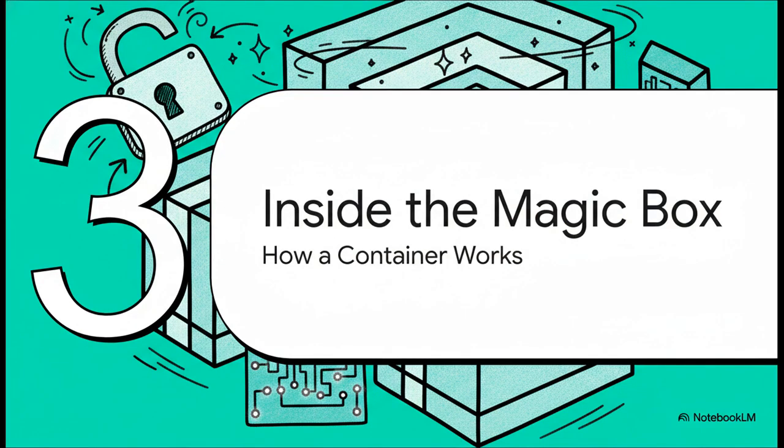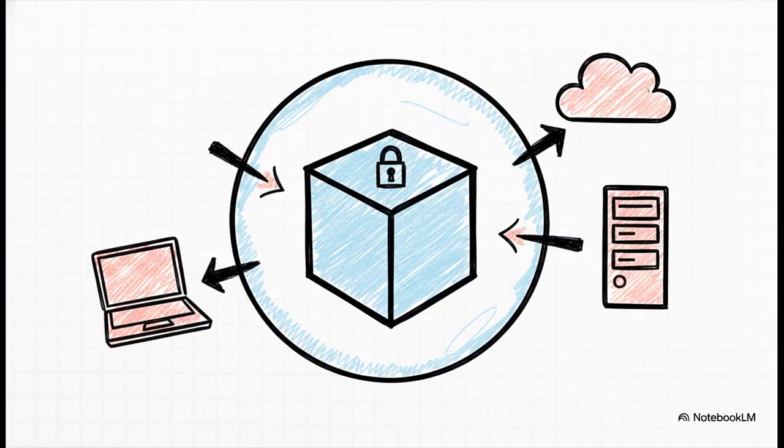Okay, so how does this magic box actually work? What's the trick that makes everything so portable? Well, let's take a peek inside the container and see what's going on. The secret is right here. It is completely self-contained. Think about it. A real shipping container doesn't care if it's on a truck, a train, or a boat. It's just a box. In exactly the same way, a Docker container doesn't care if the computer it's on is a Mac, a Windows PC, or a Linux server. Everything it could possibly need is already packed inside.